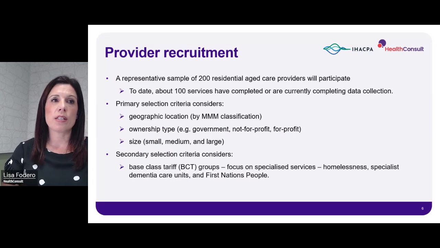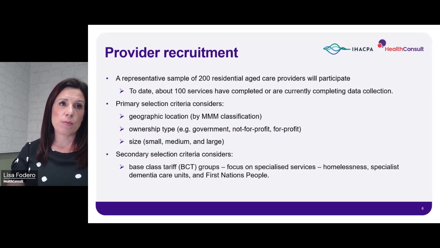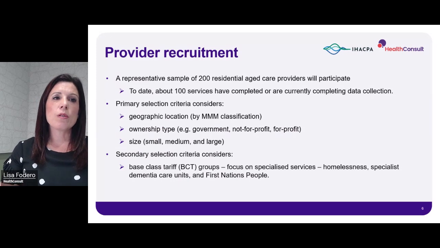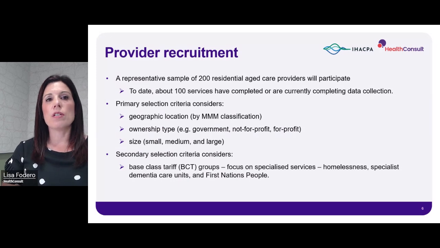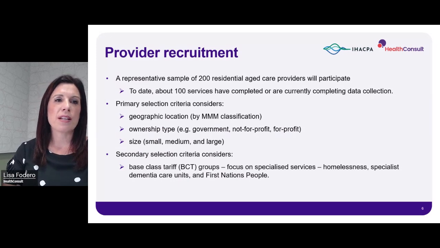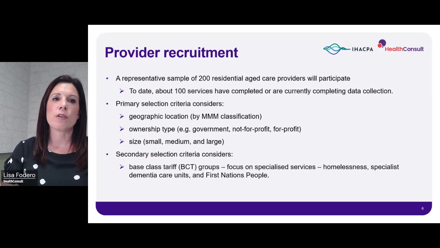So we want a range of MMM classifications. We want a mix of ownership type, and we want all sizes, small, medium and large. We're also looking to recruit providers that have other characteristics which we know may influence the cost delivering services. And so we're looking for those that have the BCT or base class tasks that are focused on specialised services, so homelessness, specialist dementia care units and First Nations people.